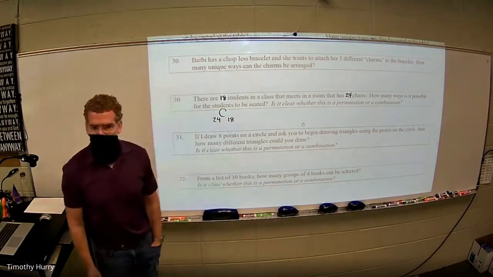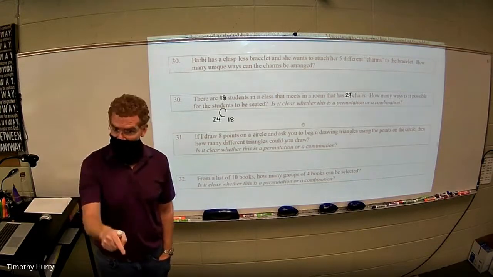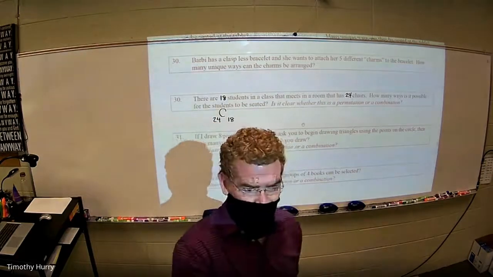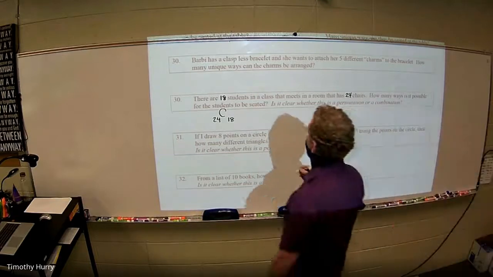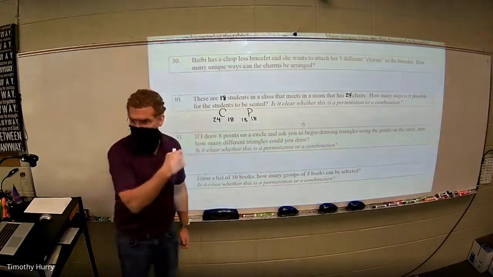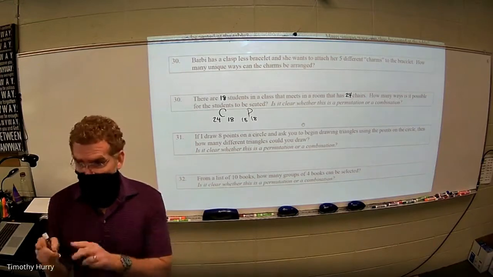So 24C18. Now, at that point, what have I picked? The chairs. But I haven't done what? Arrange the actual people in those chairs. Okay, how many ways now can I arrange my 18 students in those 18 chairs that I picked? 18 factorial, which is the same thing as 18P18, is it not? And I could write 18 factorial. And do I multiply or add these two things? Why multiply? Because I got to pick the chairs, and then I got to arrange the people.